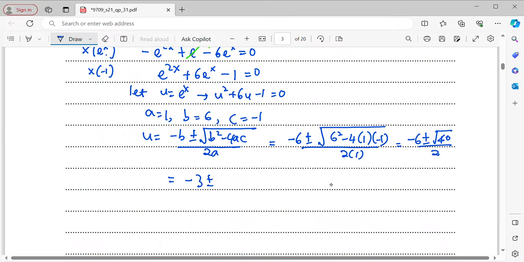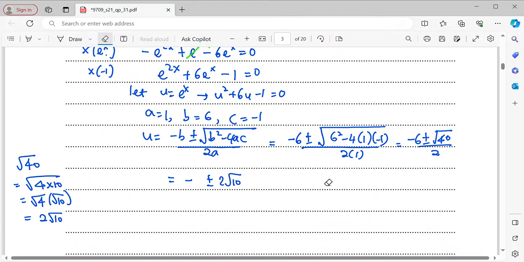40 is 4 times 10. So the square root of 40 is the square root of 4 times 10. Then it will be split into 2 square roots. The square root of 4 is 2. So at last I'm getting 2 square root 10. Then this is going to be 6, divided by 2, and then I will be getting negative 3 plus or minus square root 10.